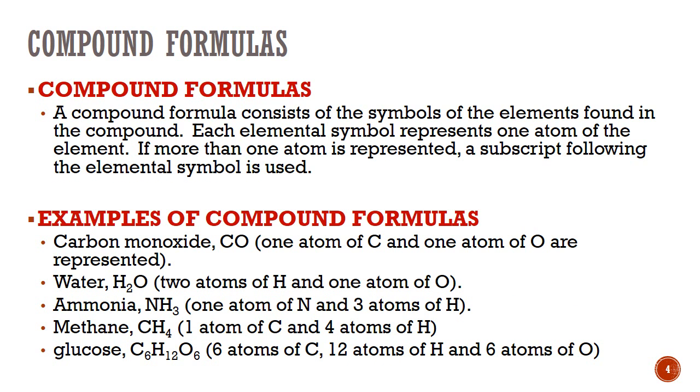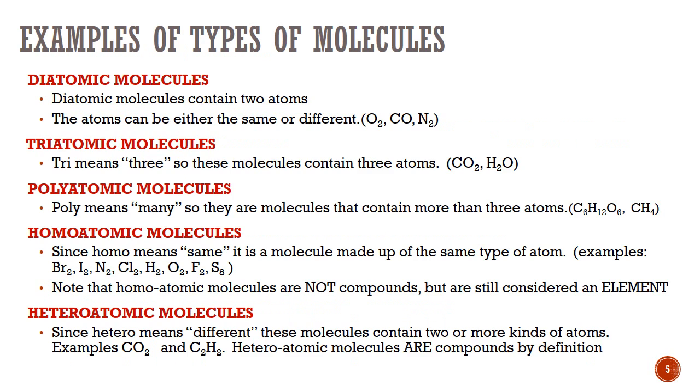So a compound formula just lists the symbol of the elements involved and how many there are as a subscript. So carbon monoxide means there's one carbon and one oxygen. Water means there's two hydrogen and one oxygen. Ammonia has one nitrogen, three hydrogen, and so forth.